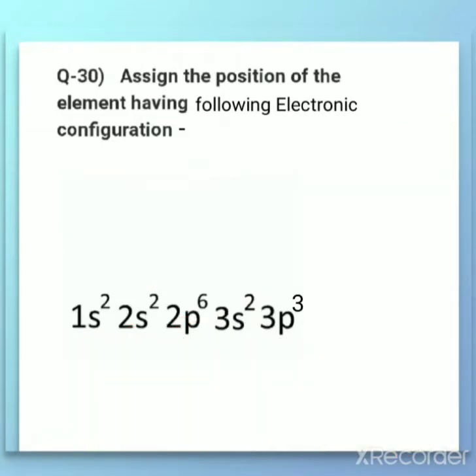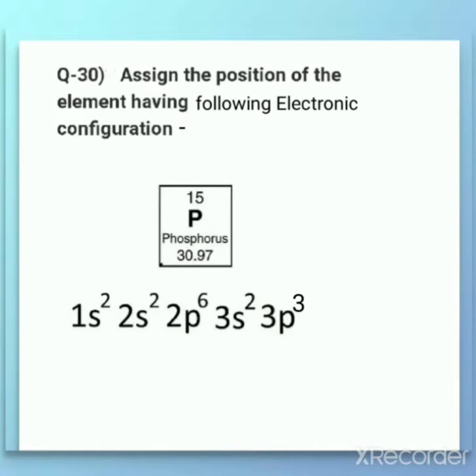So that element is actually which element? When you compare the position of phosphorus in the periodic table, you can say that phosphorus is in the third period and it is in the 15th group in the periodic table.